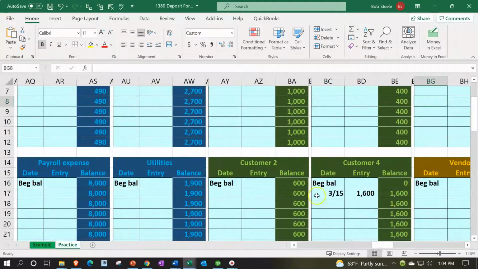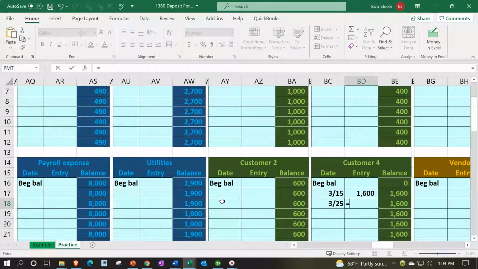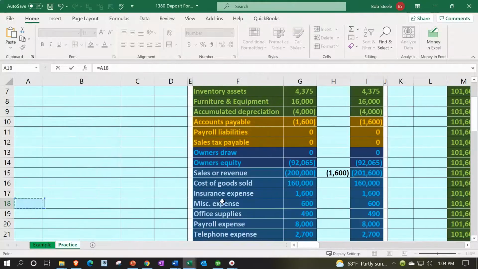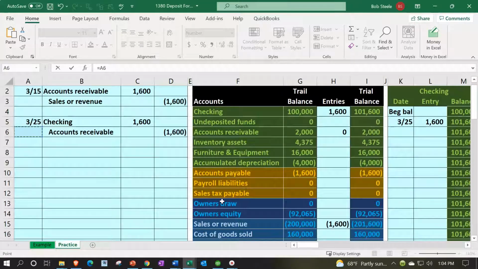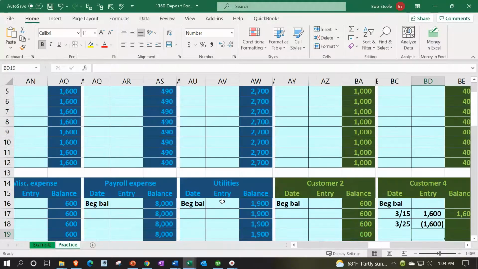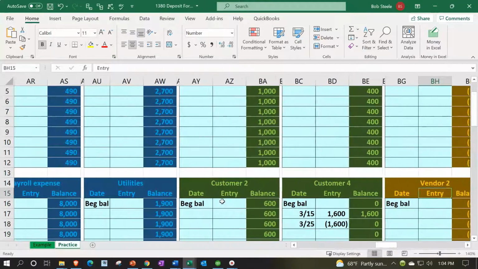We're down here in customer numero cuatro. That's my Spanish for number 4 right there. Impressive. We're going to say this equals in BD18 all the way to the left, to the wall again, hitting our head on the wall again. And then we're going to basically pick up that 1,600. And so there it is, back down to 0.